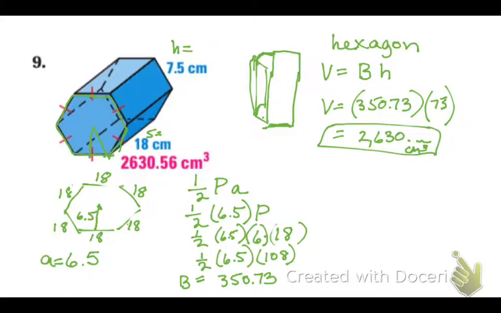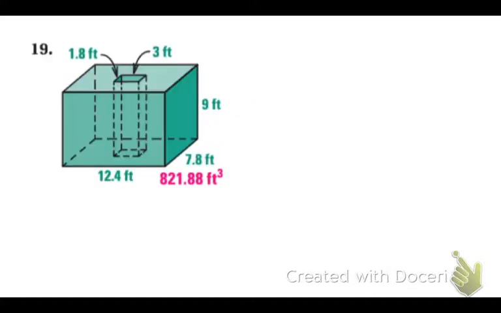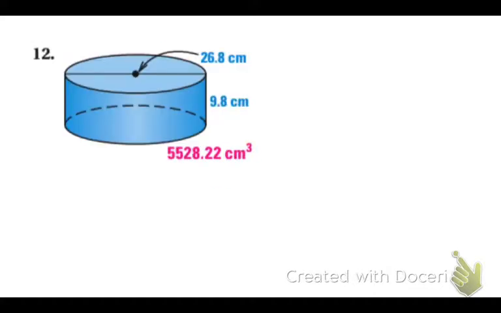So again, you've got to find the area of the base. In this case, it was kind of difficult because it was a hexagon. Other problems may or may not use a hexagon as a base. They might use something else. For example, this guy. Here we have a cylinder.